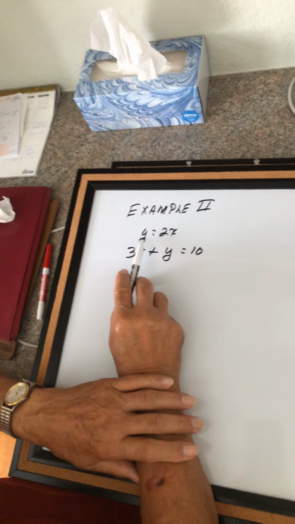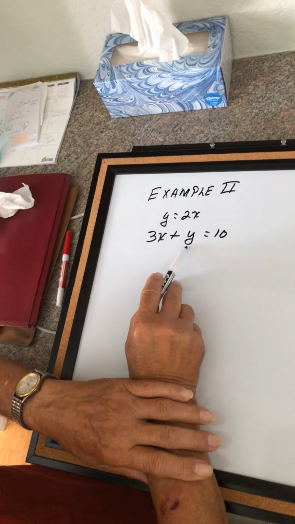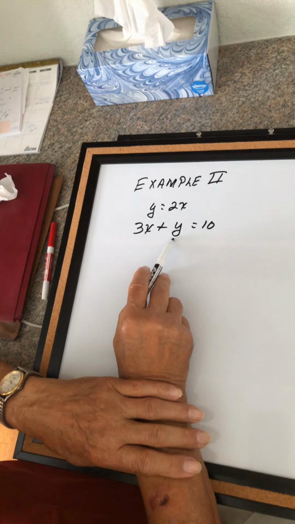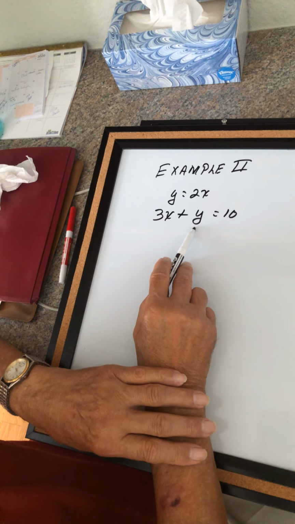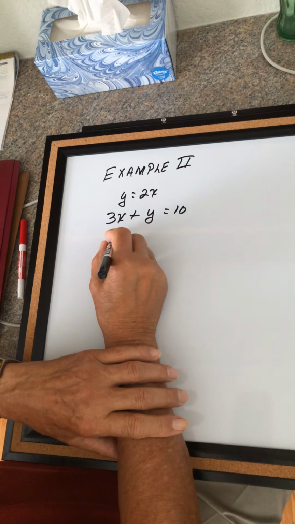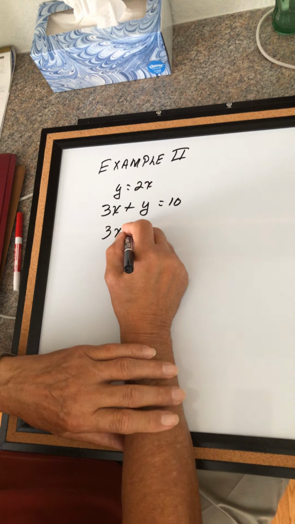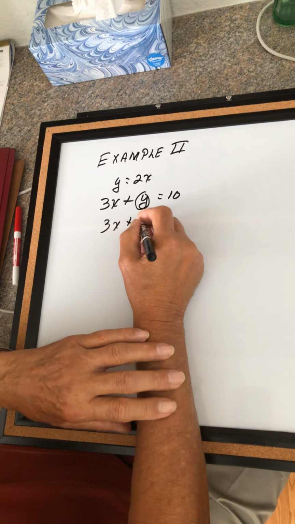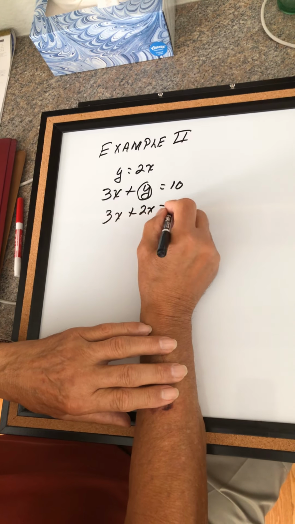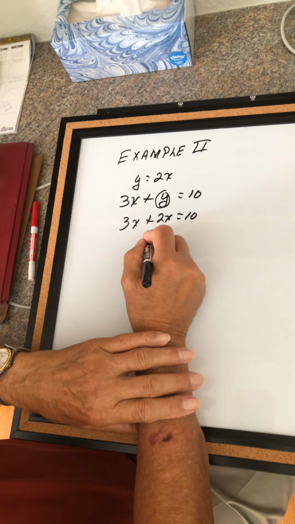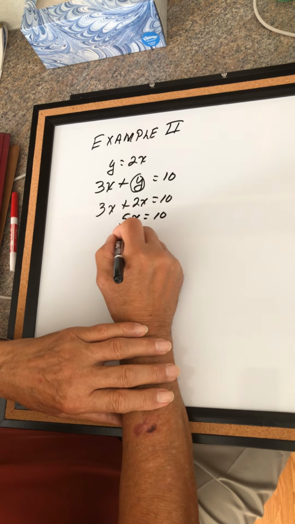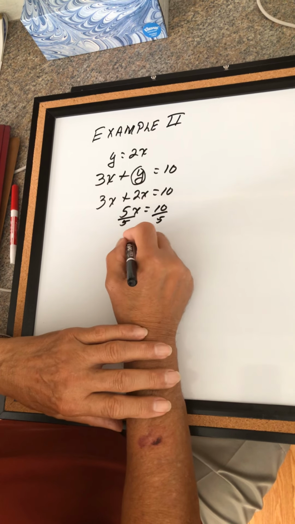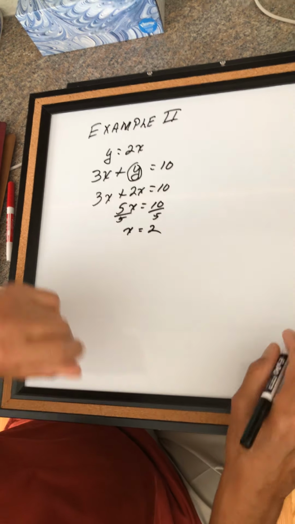So wherever there's a y, what I will insert into this one is going to be 2x. Notice I took this equation and substituted it into the opposite equation. So it's going to be 3x plus, instead of y, I'm going to put 2x equals 10. Put the like terms together. 5x equals 10. Divide both sides by 5, and I will get x is equal to 2.